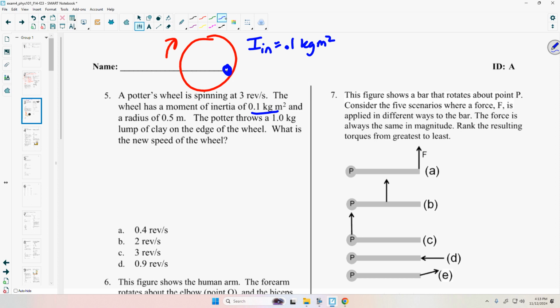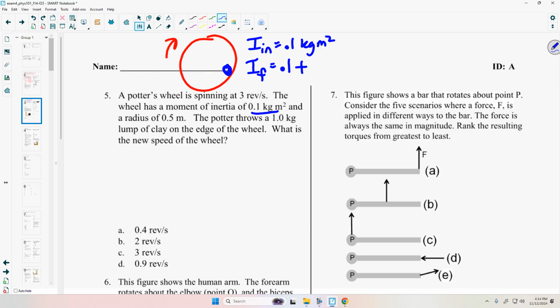Yeah, that's good. And then you throw this kilogram lump of clay onto the edge of the wheel, and so my I initial is equal to 0.1. My I final is equal to 0.1 plus whatever the moment of inertia of this lump of clay is. What are we going to treat that thing like? A shape or a particle? A particle. And we know that why?